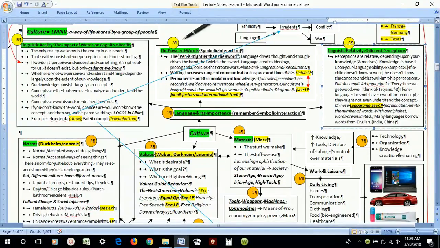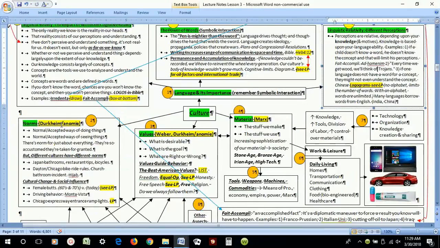Right. No alphabet limits the number of words. With an alphabet, there's unlimited words. Again, many languages borrow. Okay, so like I said, many languages borrow from English. All right. So that's language. Now I want to get to norms. We said that norms is something that the functionalists focus upon here.